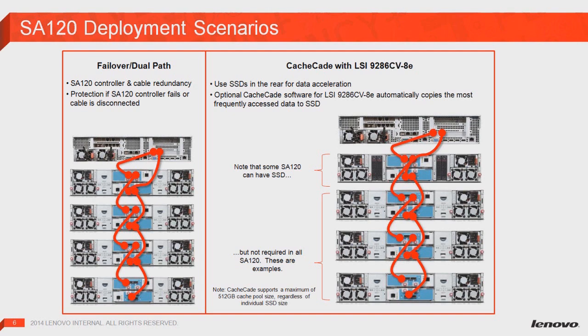And then on the right-hand side, this is showing using some of the SSDs and the cascade feature, which I'll get into in a little bit. But basically here, I've got one of the SA120s with 4 SSDs. You don't have to have 4 SSDs in each of these either. You could have 1 or 2 or 3 SSDs as well, and you could put SSDs in all of them if you wanted to. So there's a lot of flexibility in how you can configure the SA120 for a given requirement.